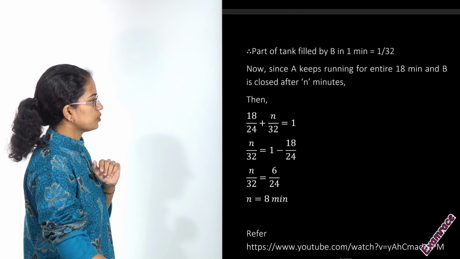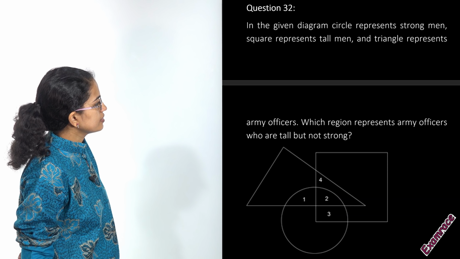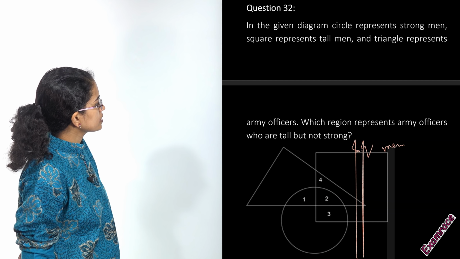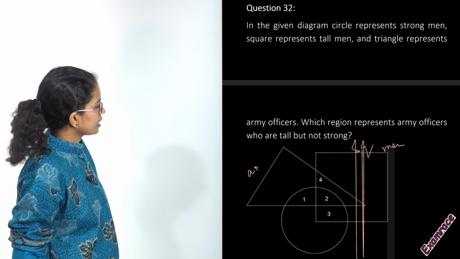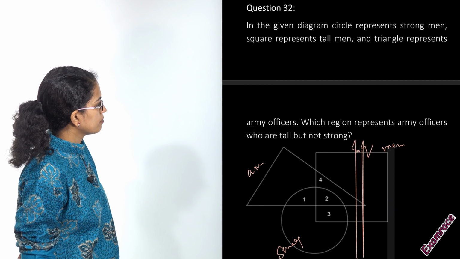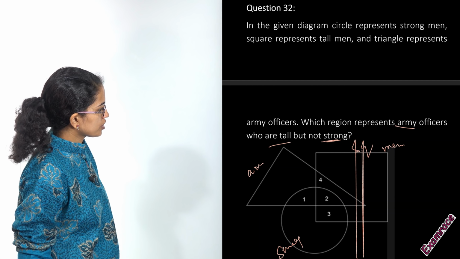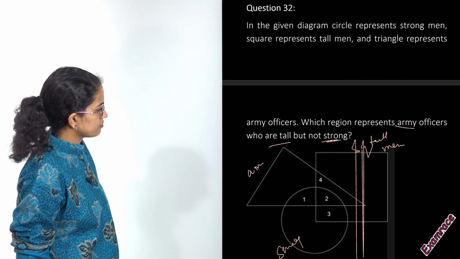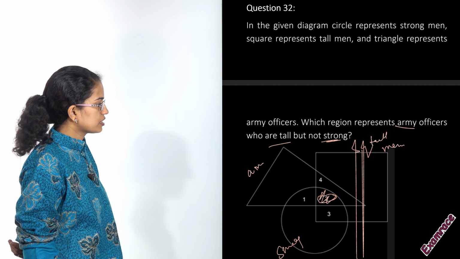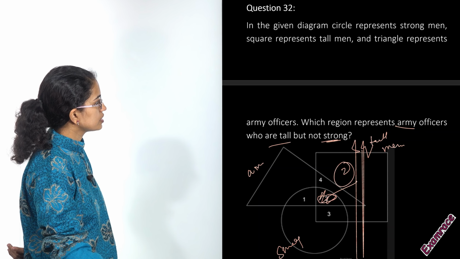The next question is, you have a diagram here which represents square as men, triangle as army officers and circle as strong man. Now what you have to find is army officers who are tall but not strong. So this is the region which is army man and tall but not strong. If it was strong, it would have been 3. So the correct answer here is 2.